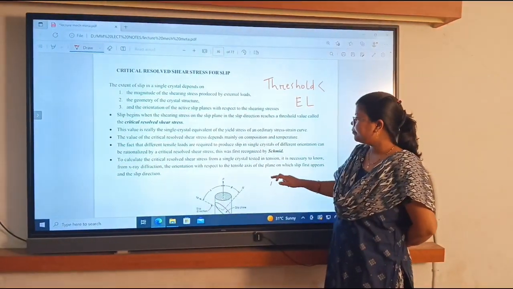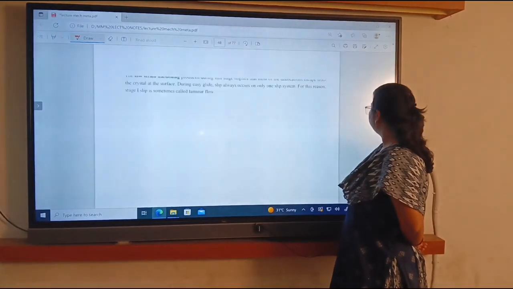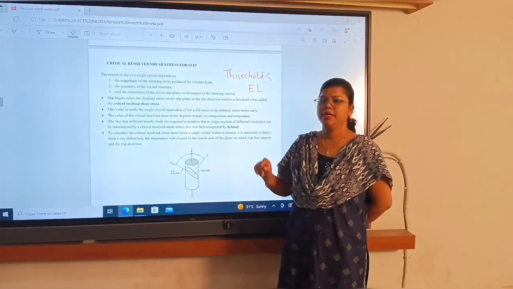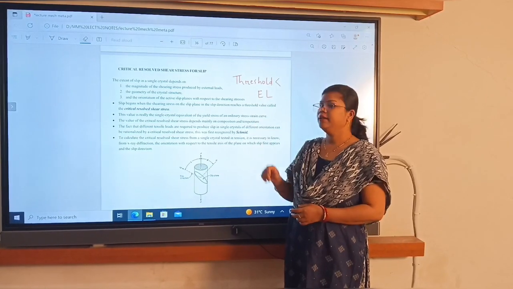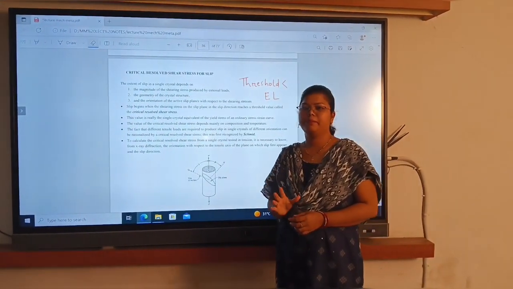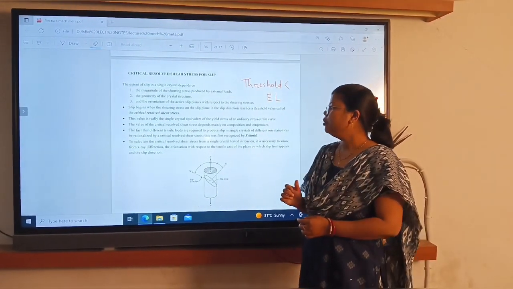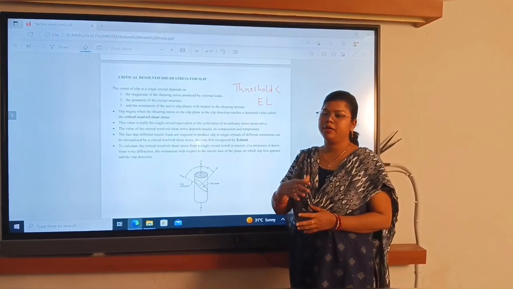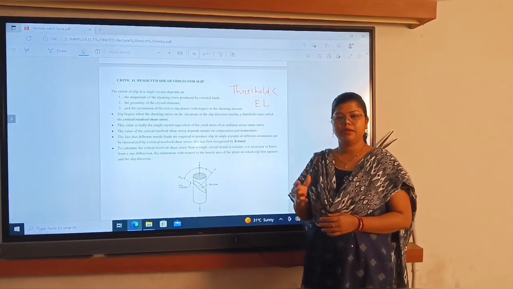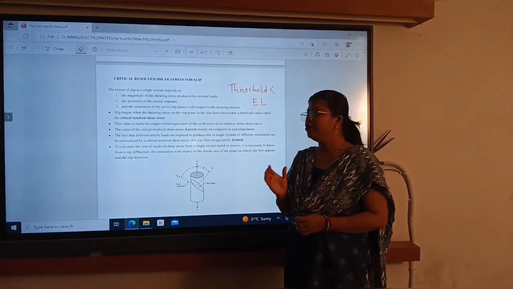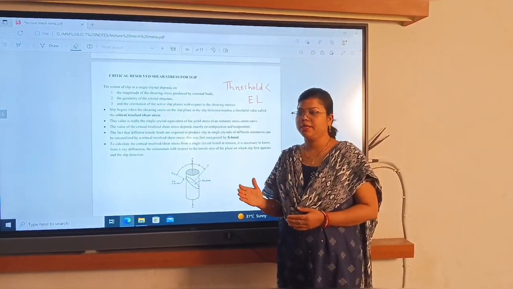As it is written here, the threshold energy is the internal energy of that particular material, the single crystal, and the EL is the external load applied from the outside so that slip can happen smoothly. In a single crystal, with different orientations in different directions, different stresses are required to cause slip. To resolve that, the concept of CRSS, critical resolved shear stress, comes into action.